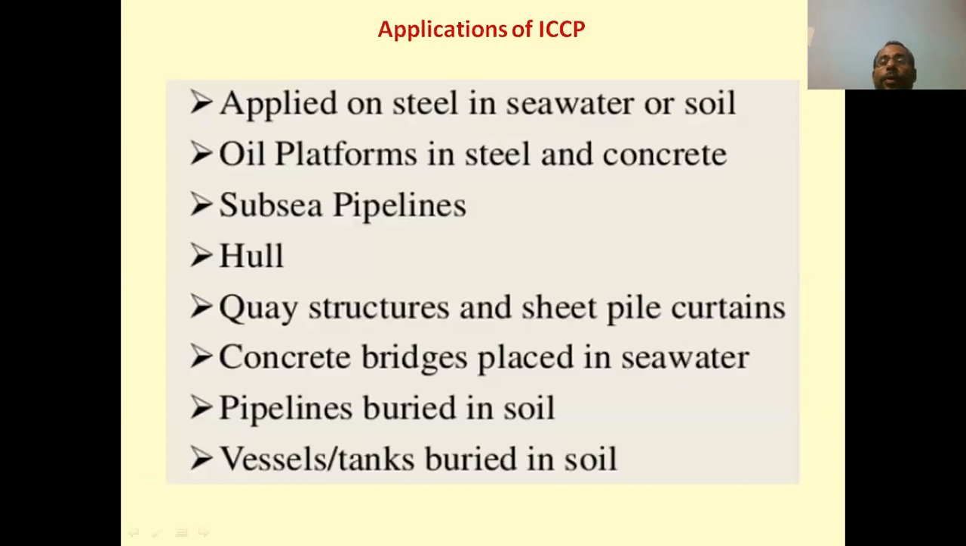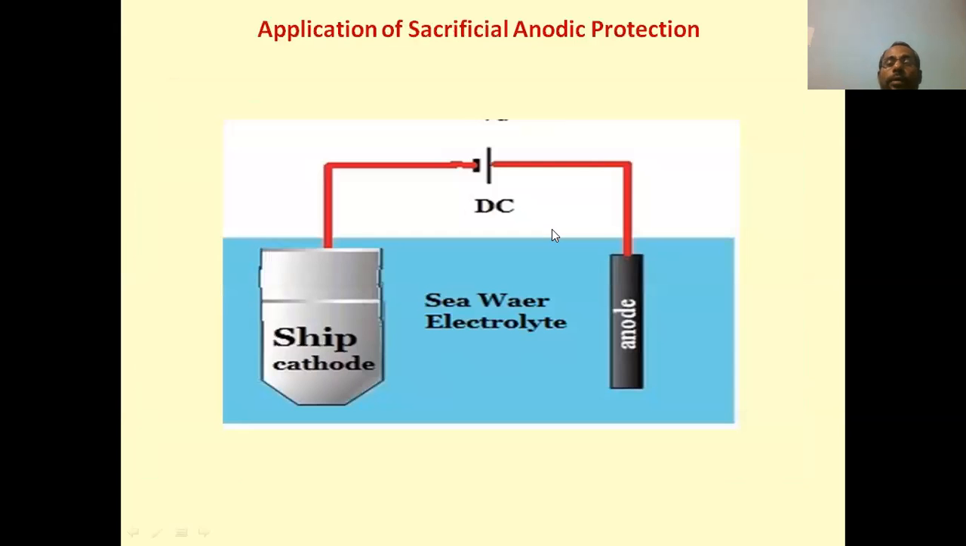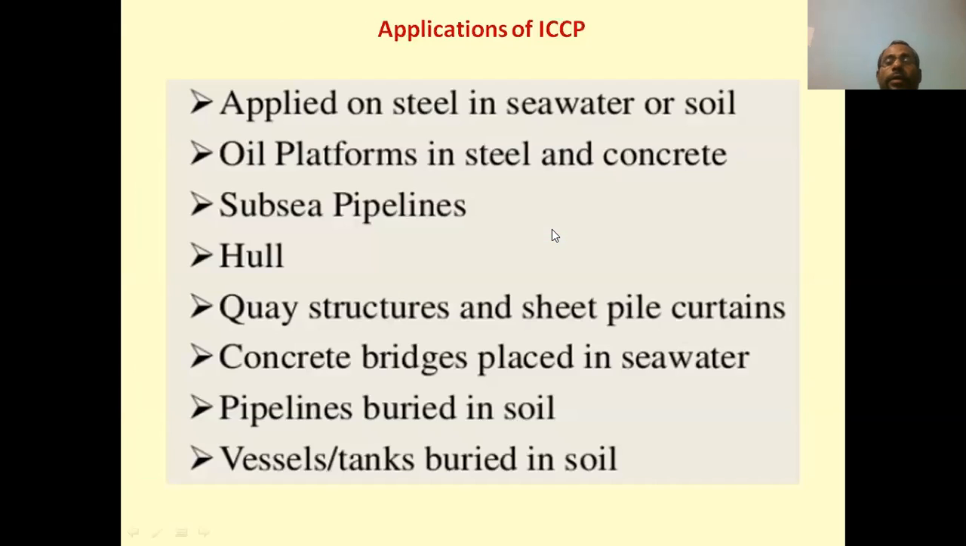But the application of impressed current cathodic protection has different uses. It can be used for underlying pipes, maybe in the subsoil, or deep in the sea or ocean, and also for pipelines buried in the soil, vessels and tanks buried in the soil, and in oil platforms.